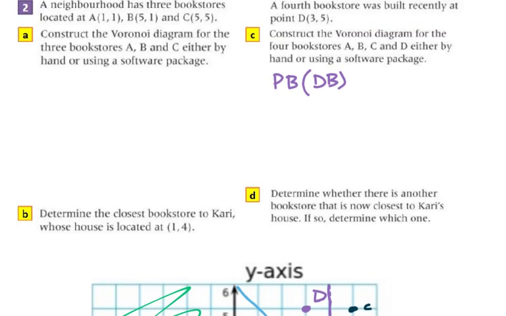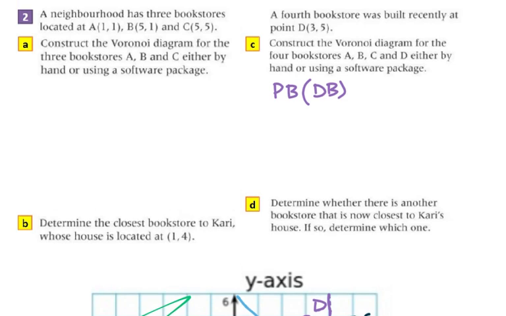Right. So there are two things, remember, that we need to find a perpendicular bisector. You need the midpoint. So the midpoint of D and B, let's write down what D and B are. So B's over here, it's (5, 1).